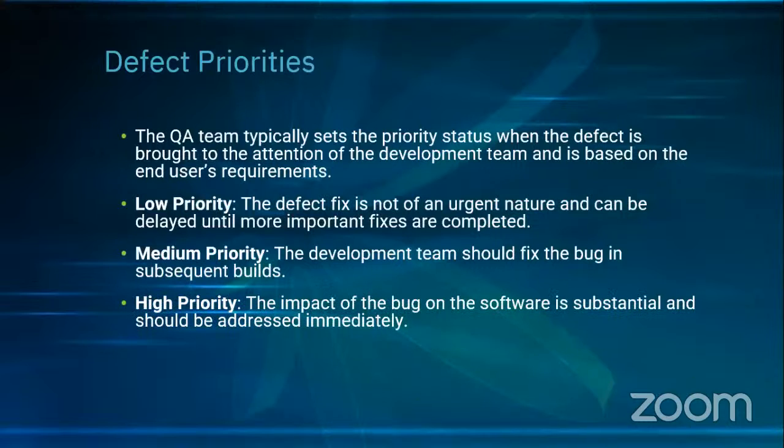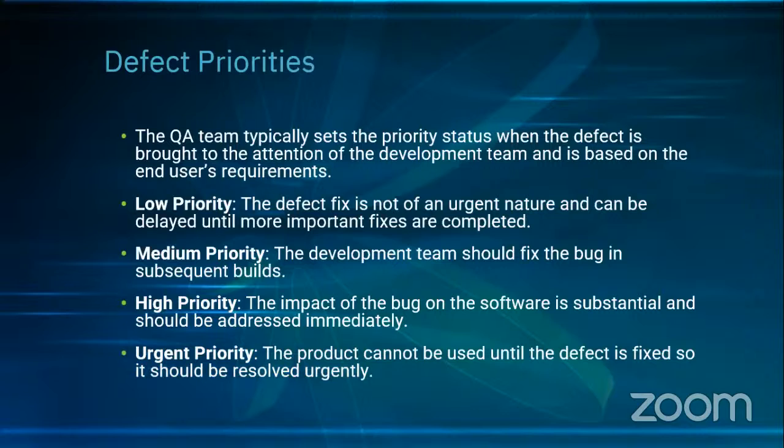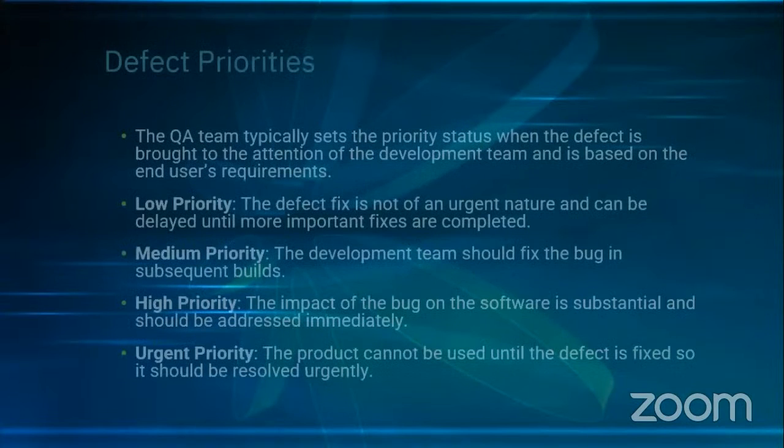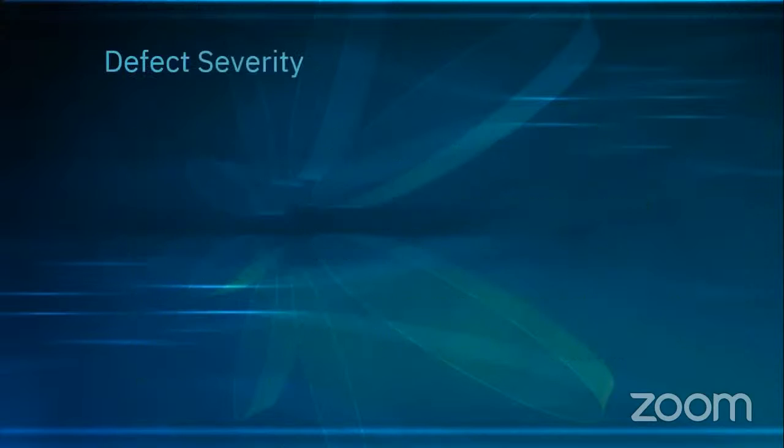This one is compulsory. It must be fixed. The impact of the bug on the software is substantial and should be addressed immediately. Immediately. Urgent. It is a must. We cannot do anything if this defect is not fixed. If you cannot launch an application, you can't work. So the defect has to be fixed. So don't forget, I'll go back again. For defect priorities: low, medium, high, urgent. That's it. So let's go to severity.